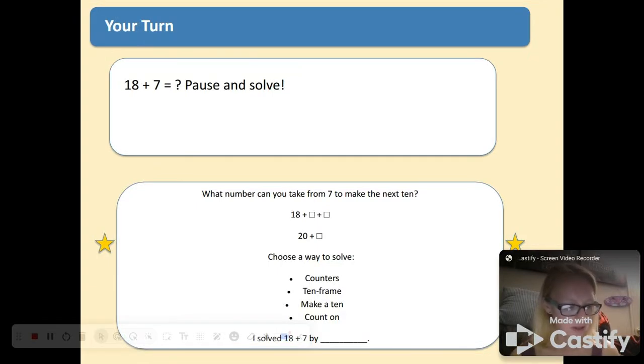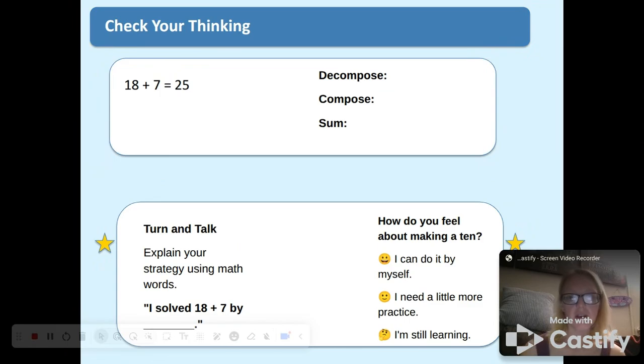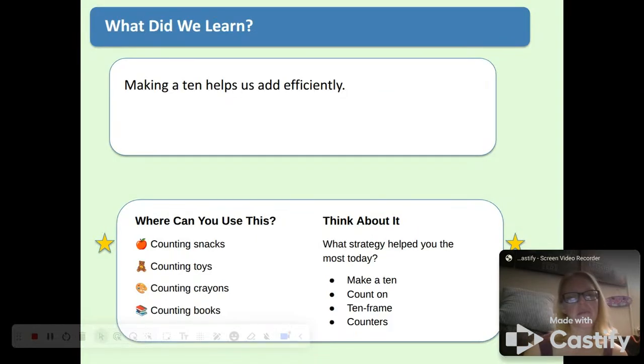All right, good job, friends. So let's go ahead and finish up and check on what we learned today. We learned that making a 10 frame helps us add efficiently. Here's other ways we can use counting to 10. We can do it by counting our snacks, counting toys, counting crayons, counting books, all these different things we can count. And then what do we think, which strategy helped us the most today? I think it was the make a 10 strategy. So we can keep using that, and then we can be great mathematicians by the end of the unit by using our different strategies.